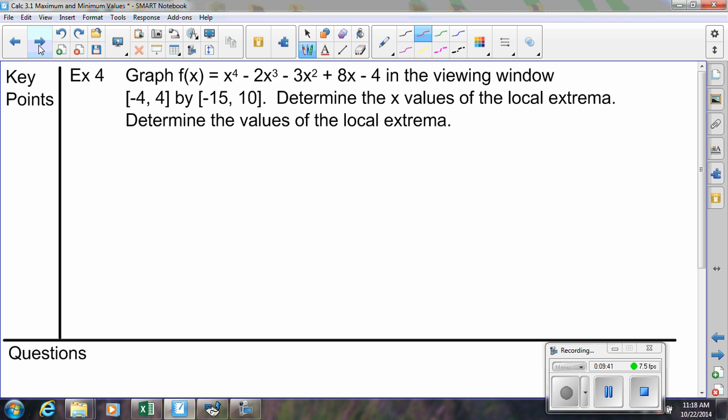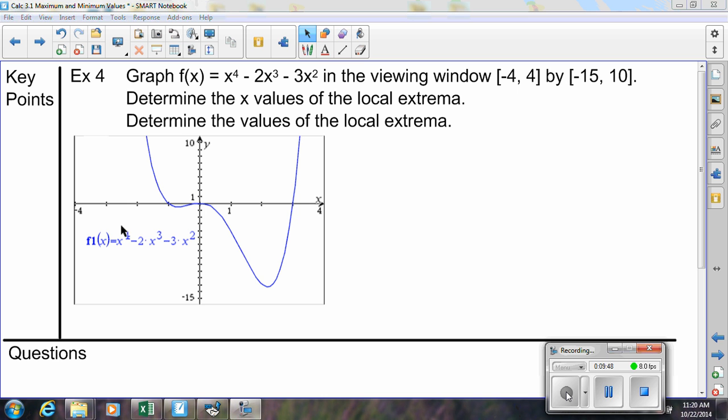Okay, so pause the video, plug this thing into your calculators. Now in class I noted that I actually had the function changed and it didn't get corrected in the video. I apologize. This is what we needed to have graphed. So looking at this now, determine the x values of the local extrema.